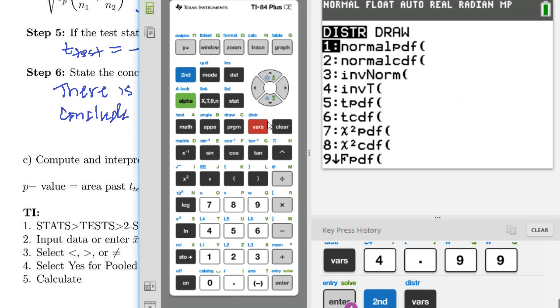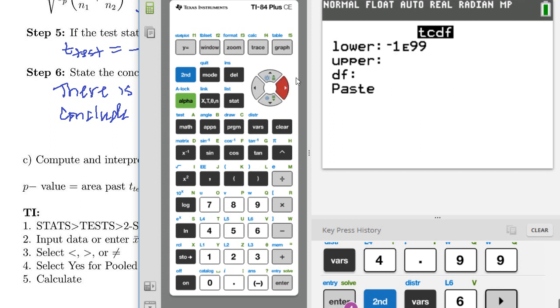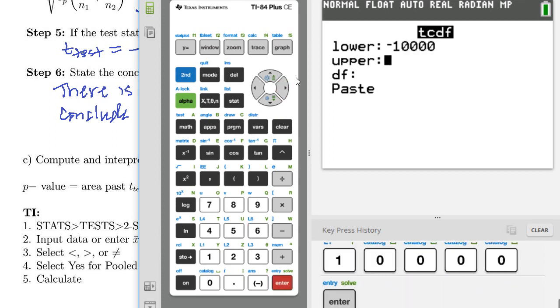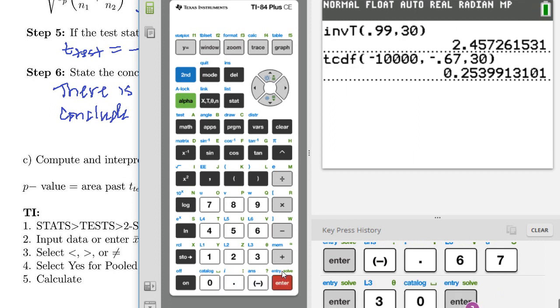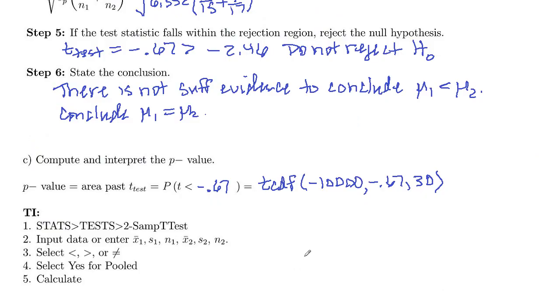Second variables, TCDF, number 6. Our lower here, negative 10,000, upper, negative 0.67, degrees of freedom 30, paste: 0.2540. And again, notice 0.2540 is greater than 0.01. It's greater than our alpha. Do not reject. So if you're doing a p-value hypothesis test, we would also not reject.